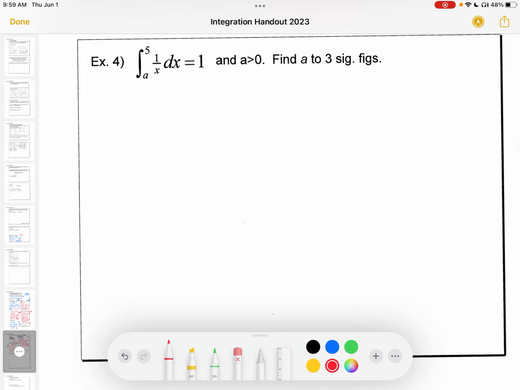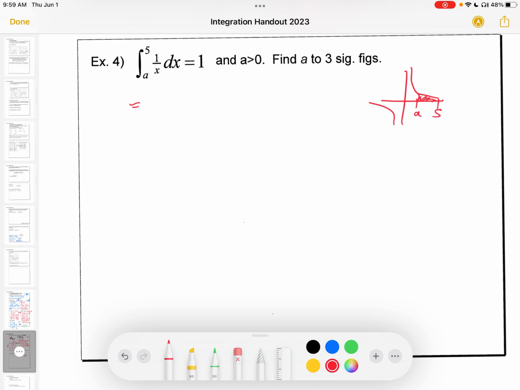One last one. We're going to do the same sort of idea. We've got one of these butterfly-looking things, and it's saying the integral from a to 5, this area is just 1. Find a to 3 sig figs. So we'll do the same sort of thing here.